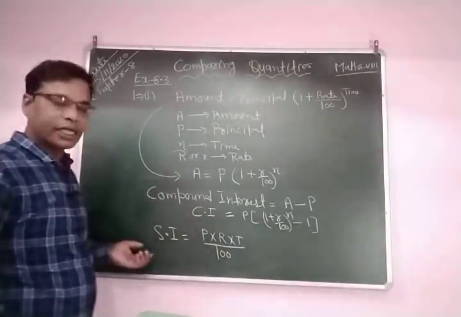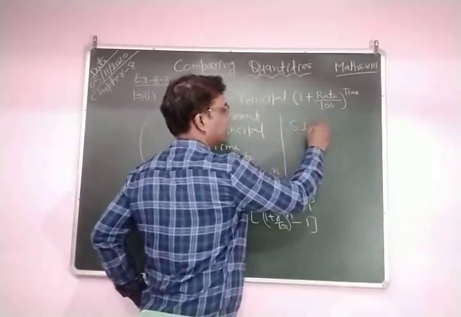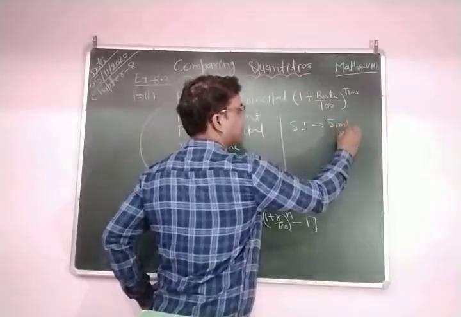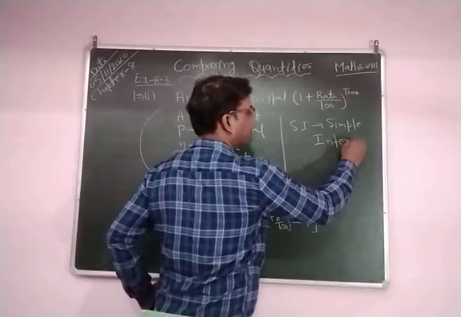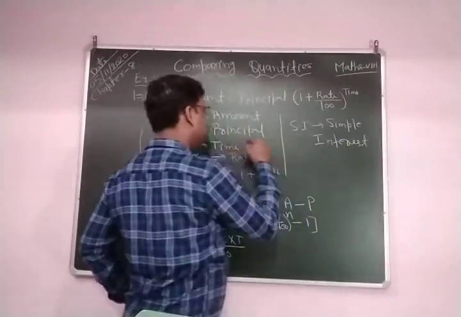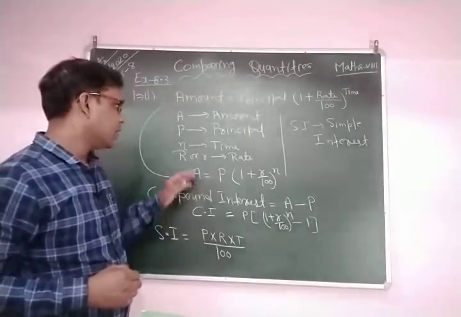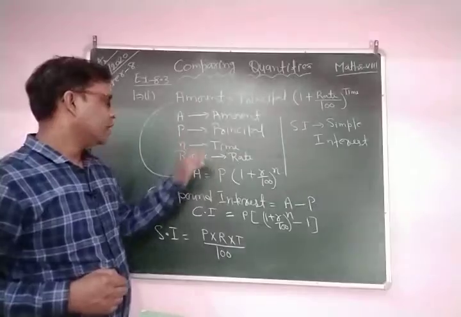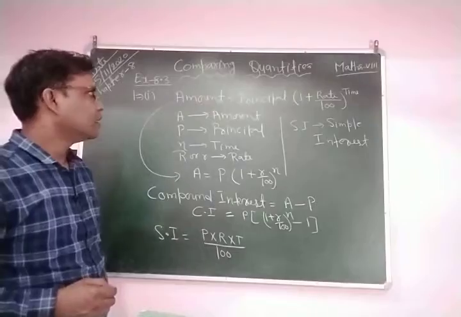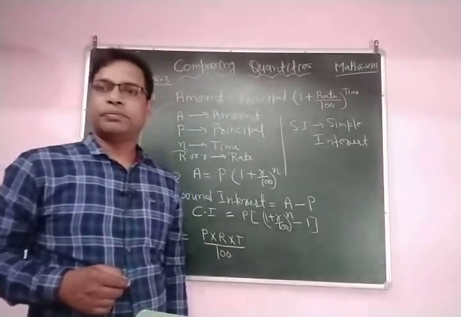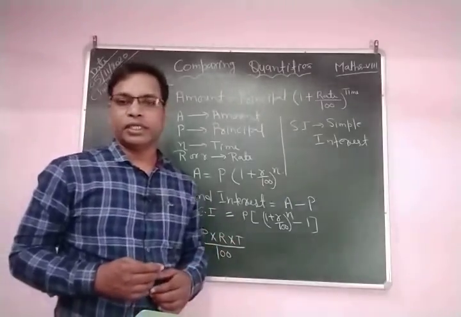Clear? Where SI represents simple interest, P represents principal, R represents rate, and T represents time. Okay, so in this way we can find the amount of a given principal, and compound interest, and also simple interest.